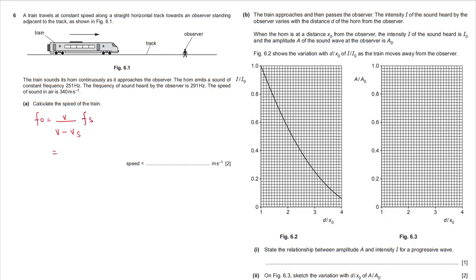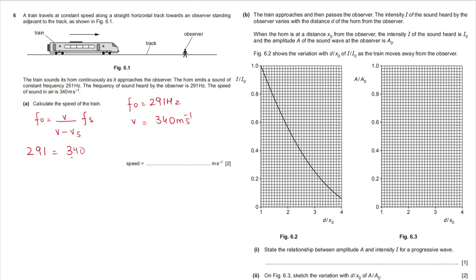So the horn emits a sound of constant frequency of 251 hertz. The frequency of sound heard by the observer is 291. So the observer frequency is 291, okay, and the speed of sound in air, meaning the value of v, observer frequency is 291 hertz, okay. Speed of sound in air is 340 meters per second.